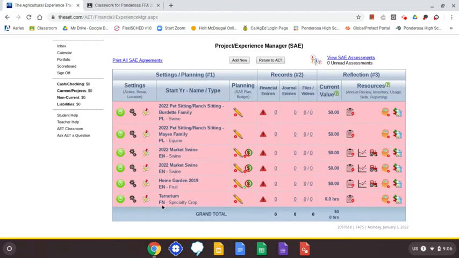FN is foundational, which means that you're just learning essentially how to do a project and record it in your record book. So we're going to use this Market Swine project, which is an ownership or entrepreneurship project. The $ is where your budget is. Before you jump into a project and spend all your money, you want to know that it's possible for you to make profit at the end. That's just good business. So that's what a budget is about.